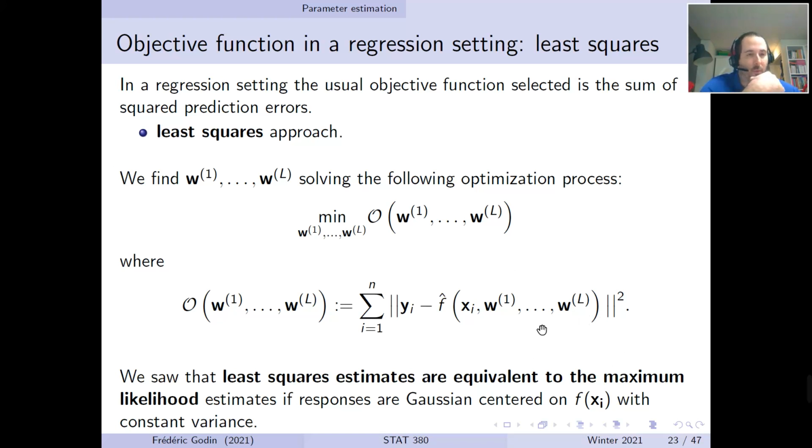Now, we had this result in linear regression, but it can also be shown for generic classes of models, including the neural network. If we have a least squares objective function, this is equivalent to having a maximum likelihood objective function if all the responses are Gaussian, centered at f of xi, with constant variance. We saw that in linear regression, the least squares estimators are the maximum likelihood estimators if we assume observations are IID Gaussian with constant variance. So the same result could apply here.